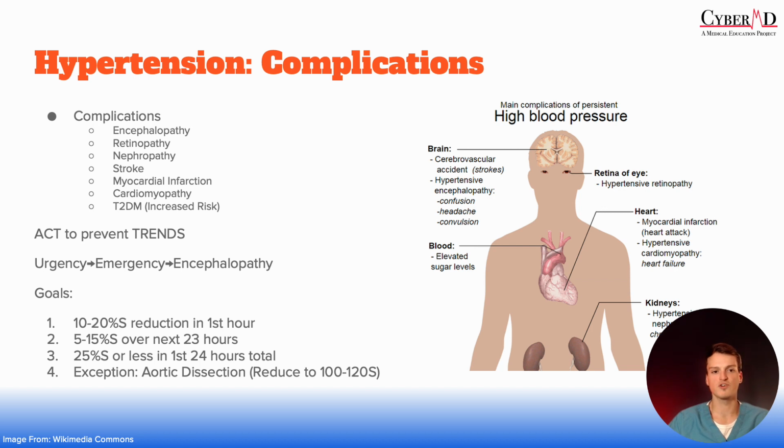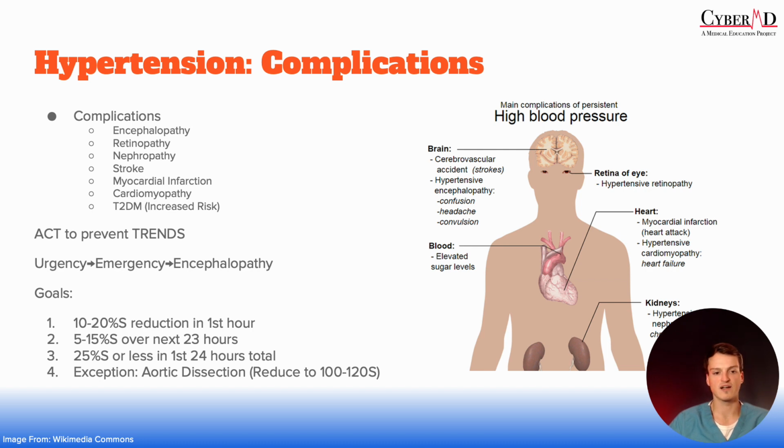And then you can also have that progression from hypertensive urgency, which we discussed very early on, and that can progress from urgency to emergency to encephalopathy. So that's why it's very important to manage the hypertensive urgency and the hypertensive emergency so that you can prevent it from progressing to encephalopathy. And so remember what we talked about with those goals for blood pressure reduction.